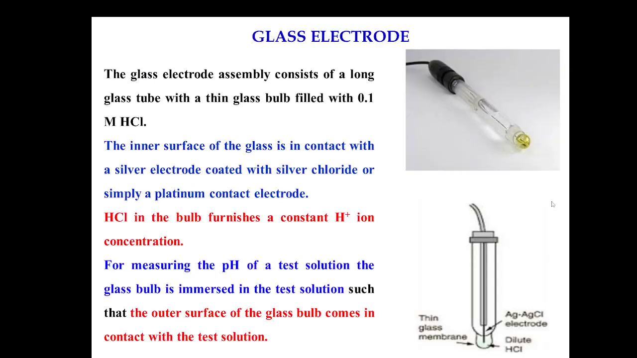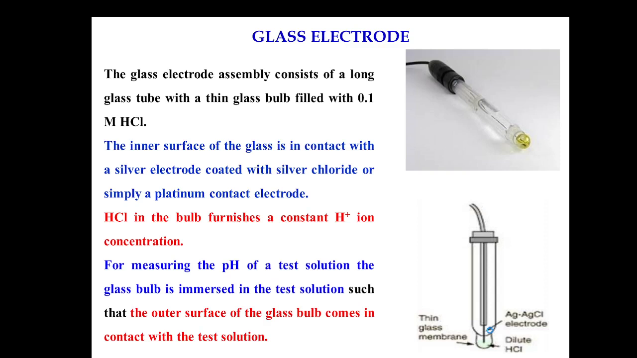The glass electrode assembly consists of a long glass tube with a thin glass bulb filled with 0.1 molar HCl. The inner surface of the glass is in contact with a silver electrode coated with silver chloride, or simply a platinum contact electrode. HCl in the bulb furnishes a constant H plus ion concentration. Then, in order to measure the pH of a test solution, this glass electrode is immersed in the test solution, so that the outer surface of the glass bulb is in contact with the test solution whose pH is to be determined.